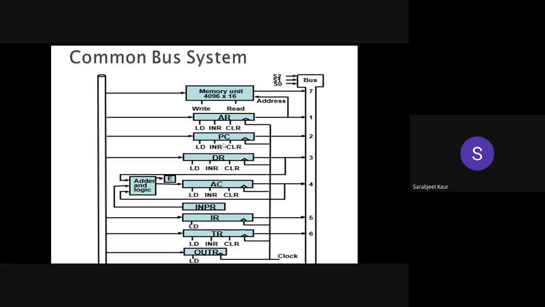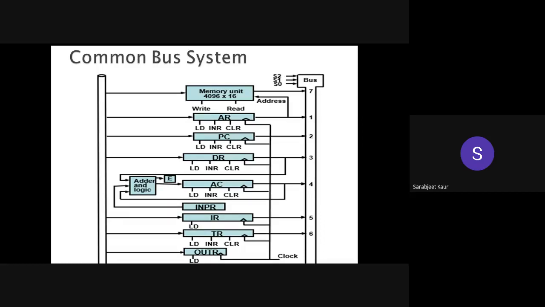So this is clear now. These selection lines are clear. Okay. So there is one more thing that I'd like to show you in this common bus system, which is the adder and logic circuit. Now, what is this adder and logic circuit?